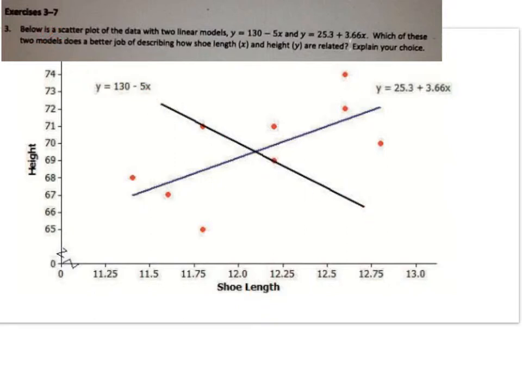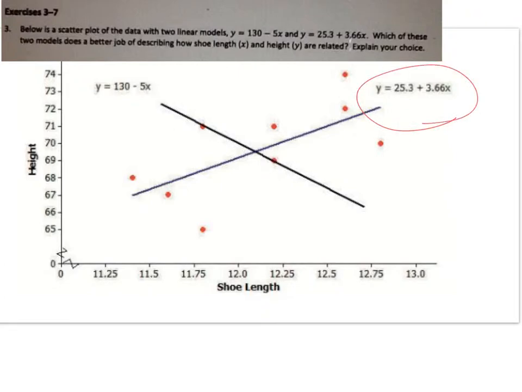Okay, and the other one is y equals 25.3 plus 3.66x. Here's my slope, there's my y-intercept, my slope is positive. My y-intercept would go down until it would reach about 25. Okay, doesn't look like we're quite with our y-intercepts there, but you get the idea. Which of these 2 models does a better job of describing how shoe length x and height y are related? Explain your choice.